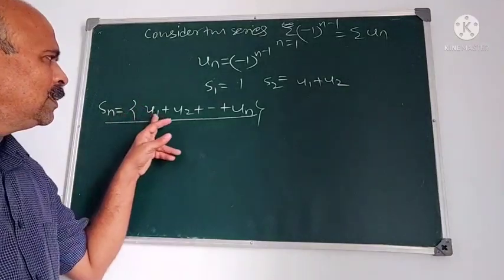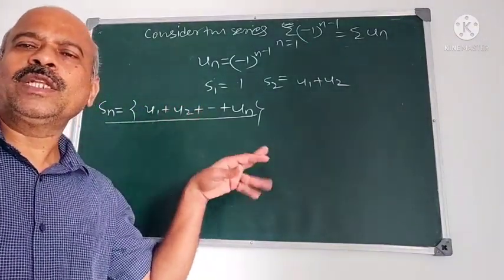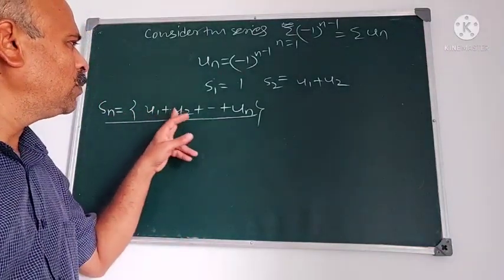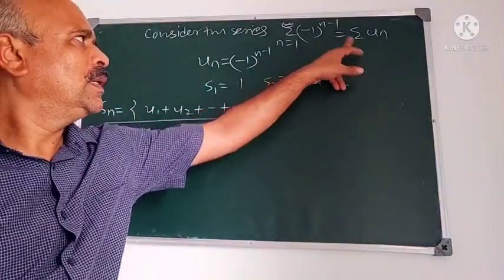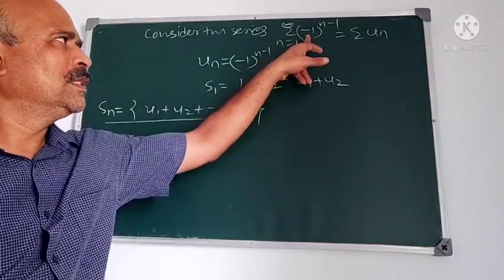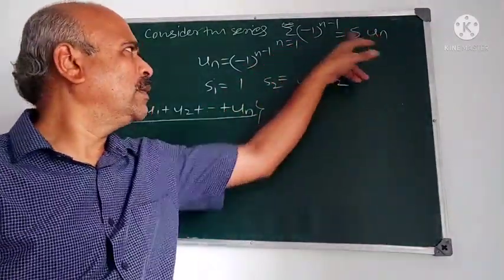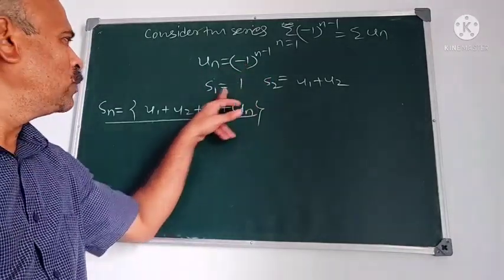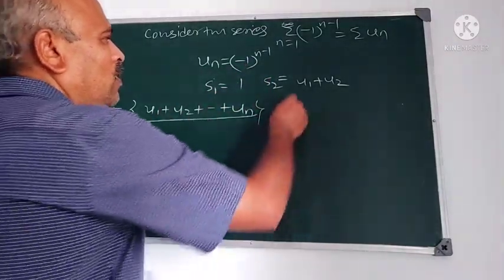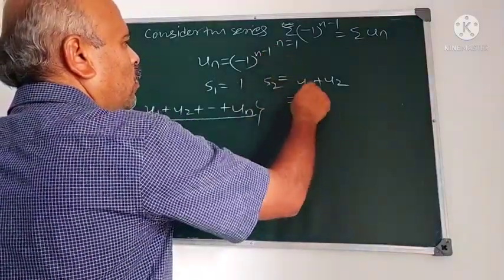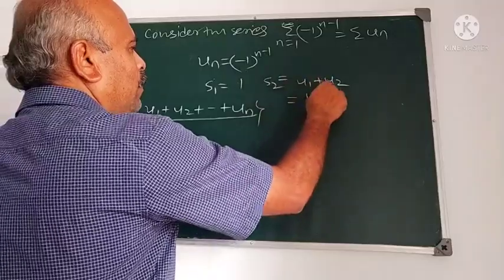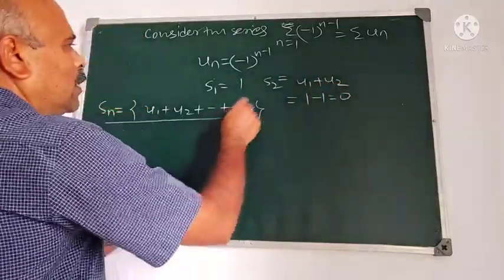What is Sn? Sequence of partial sums. How is it defined? Sn is defined as u1 plus u2 plus ... plus un. You know the un here. The series is usually denoted by sigma un. S1 means u1. What is S2? u1 plus u2. What is u1? 1. What is u2? 2 means you have to take 2 minus 1, that is 0. Therefore S2 is 0.